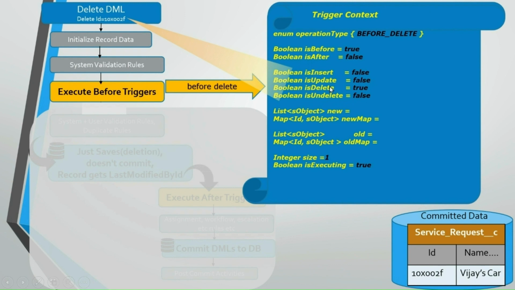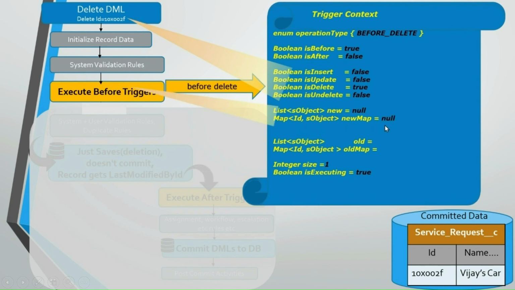The next section is for the new and new map. In order to provide the new values, Salesforce looks at the input data, and here the input data has only the ID. So Salesforce cannot find any data over here, and that is why it cannot give any value into the new and new map. Even if you have provided a complete object to delete with values, Salesforce only takes the ID value for the delete DML operation. That is why it is not able to provide any other data. It will provide us the new and new map values as null.